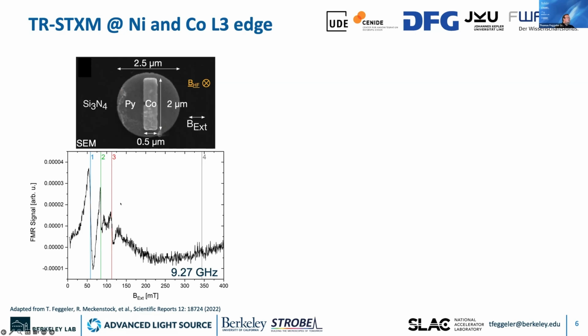Conventional ferromagnetic resonance spectra, now focusing on the main resonance lines, show us basically 4 larger or main resonances, which we name here 1, 2, 3, and 4. The fourth one, at the time of the experiment, was out of our static magnetic field range, so we will concentrate here on these 3. The excitation was done at 9.27 gigahertz. And we want to know now, with time resolved XMCD, where these resonances originate from.